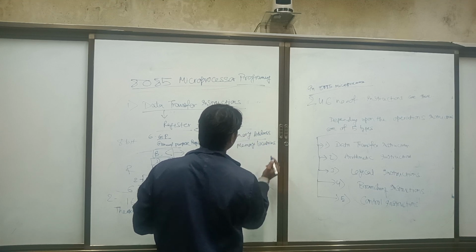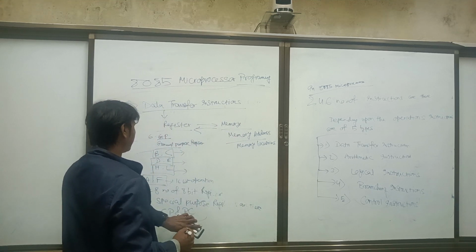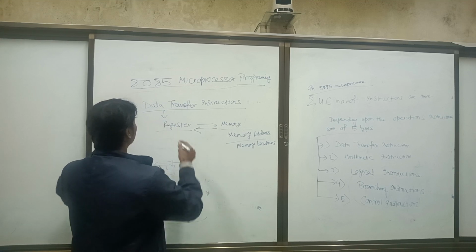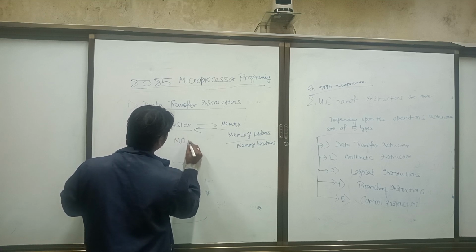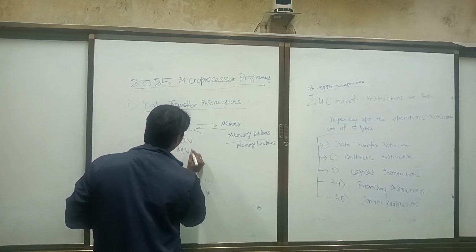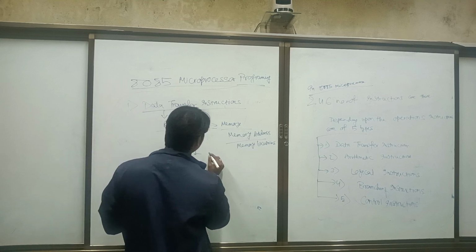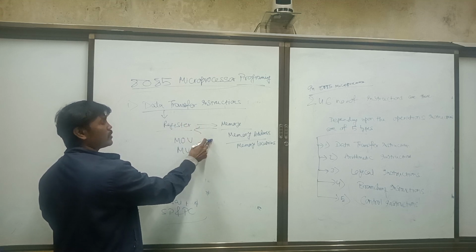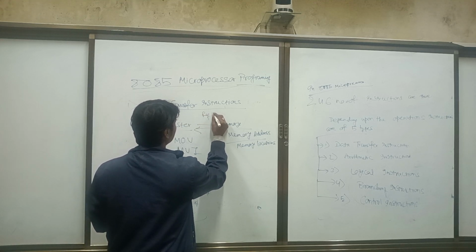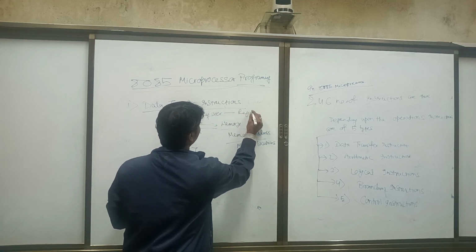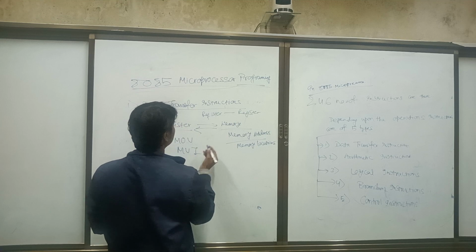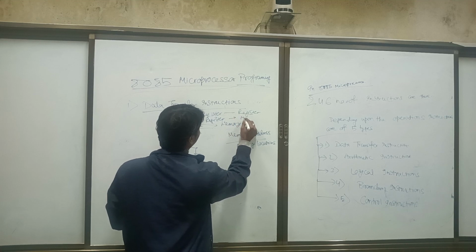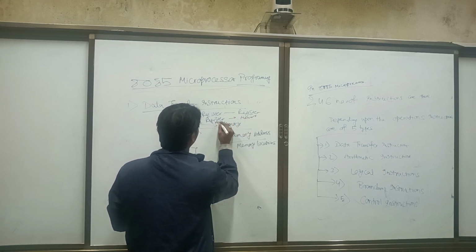You can take a 4 KB, 2 KB, 8 KB or 16 KB chip. Now, for these data transfer instructions, obviously we are going to use MOV or MVI also. Within register, register to register, memory to register, register to memory. That means register to register, register to memory or memory to register. Three things you can do.